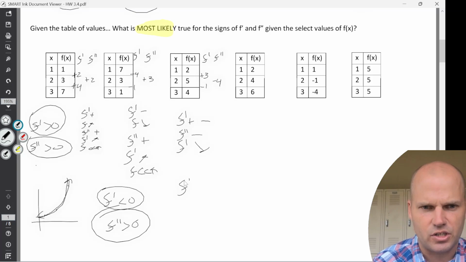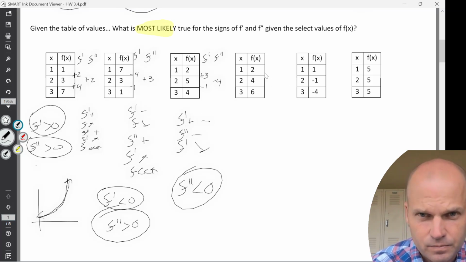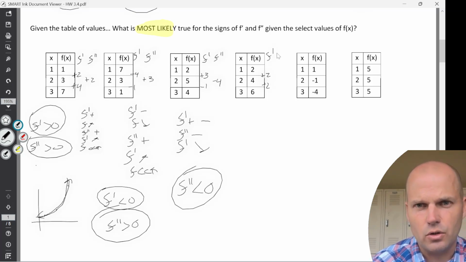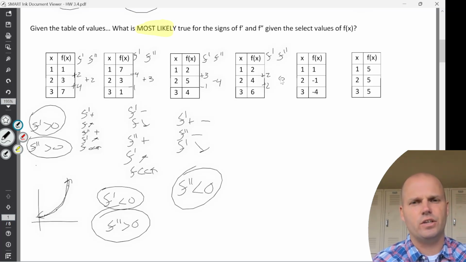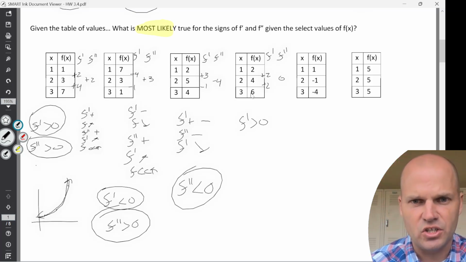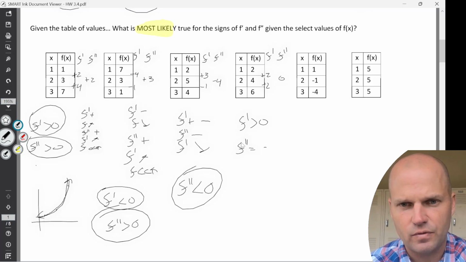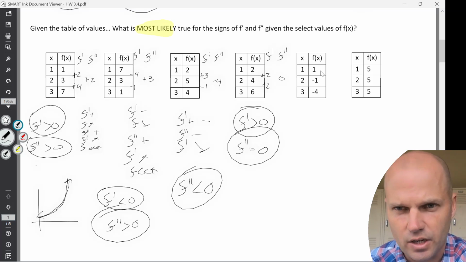So I would probably just focus on my second derivative being negative for this one and not really talk about the signs of my first derivative. I can see that my slopes are 2 and my slopes of my slopes are 0, or they're consistent. My first derivative is positive, my function's increasing, but my second derivative is 0 because I don't have any concavity. So that'd be an answer here.